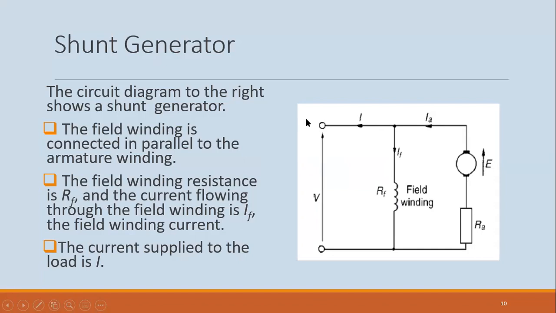The field winding has a resistance, RF, and the current through the field winding is IF. As you know before, the armature winding resistance is RA, and the current through it is IA. So the load current is I.